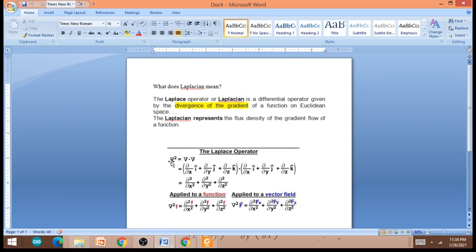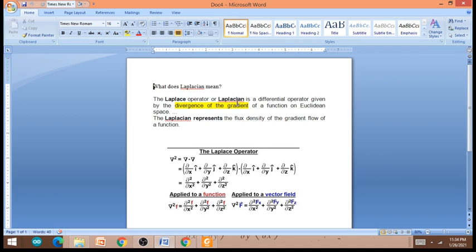Let us take del square, so del dot del. It is written here as del square: del square by del x square, del square by del y square, del square by del z square, applied to a function. Let us say f is a function, so del square f by del x square plus del square f by del y square plus del square f by del z square. So ultimately, we are just finding the second derivative, the second partial derivative, of a function. That is what a Laplacian means.